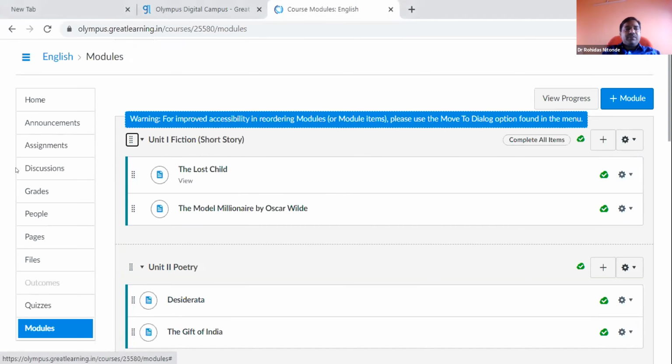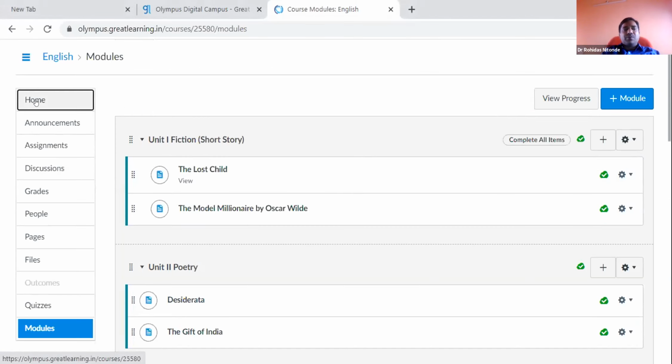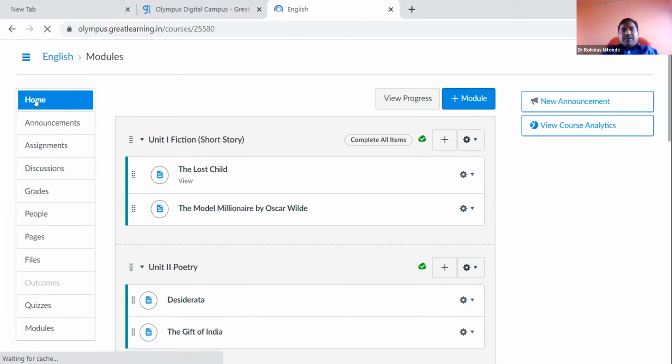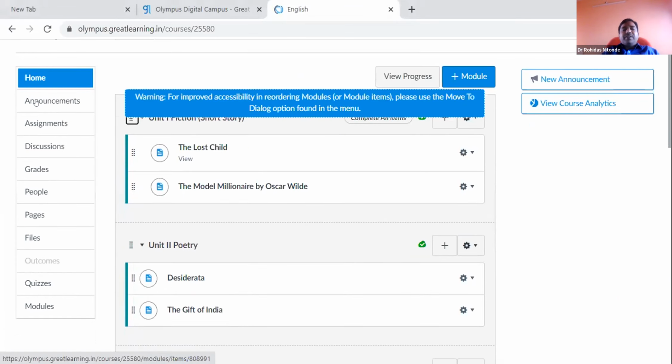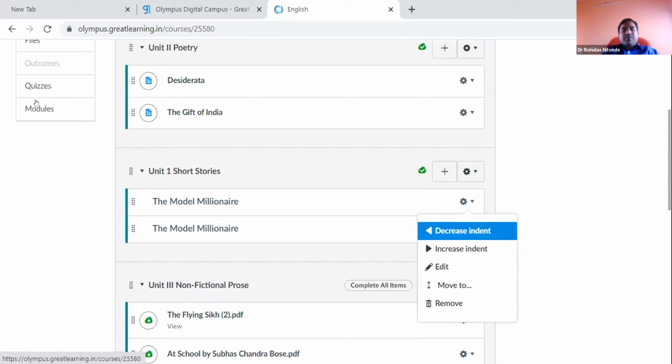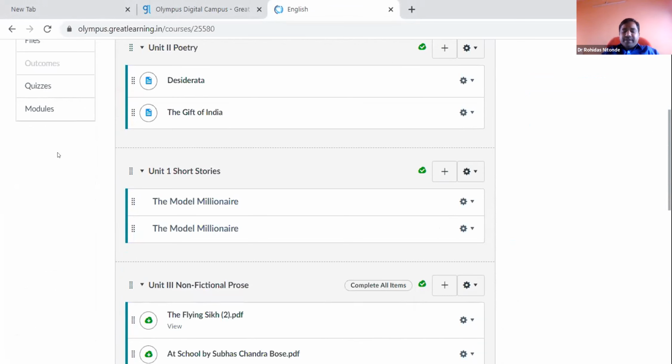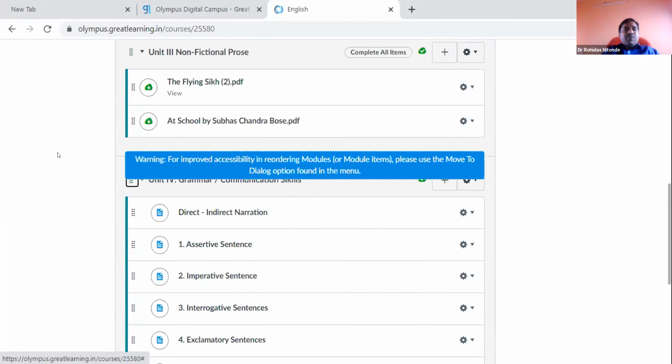For example, here is the home of the course. On the home screen, everything about the course is there: unit number 1, unit number 2, unit number 3, unit number 4, and these many things are there on the home page of the course.